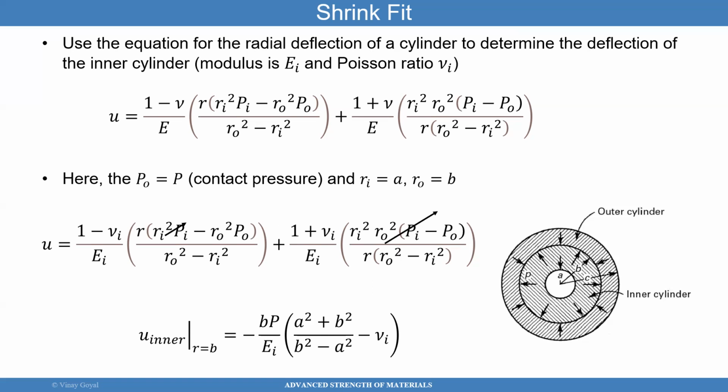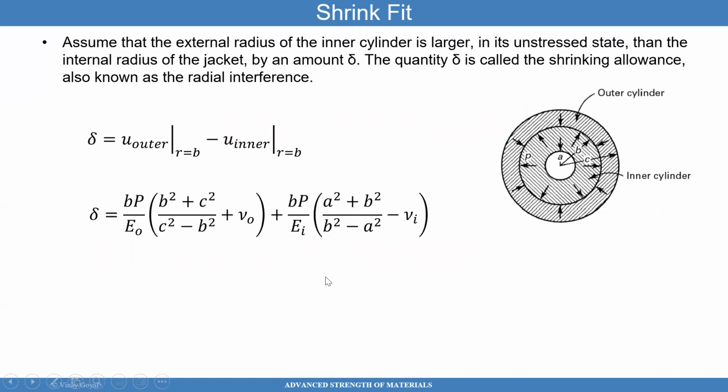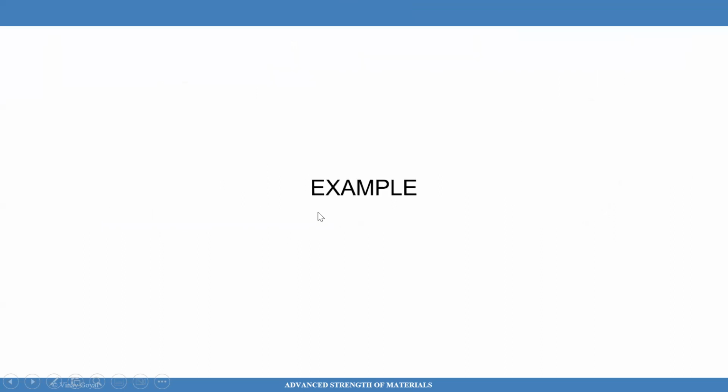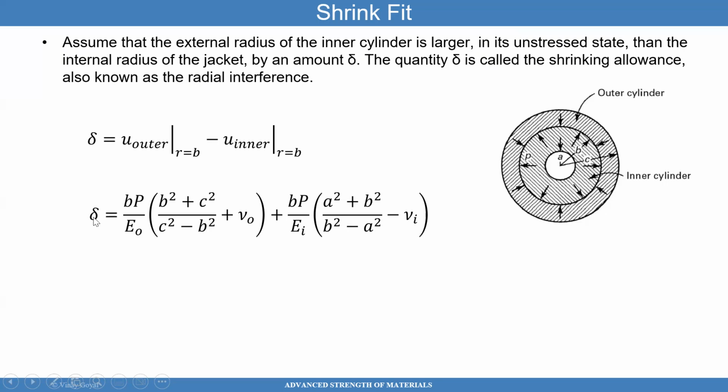Now what I'll do is combine. I know that the radial outer deflection at R equals B and the radial inner deflection at R equals B, added together, should give me the shrinkage allowance. So I just added these two equations, and that's how you do this problem, because the shrinkage allowance is known. This delta is known, right? So in this equation, let's look at what we don't know. The only thing I don't know is P.